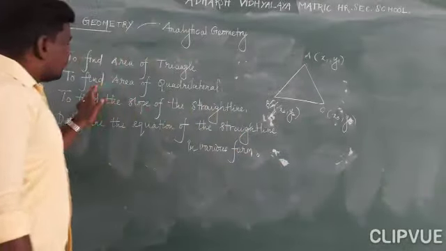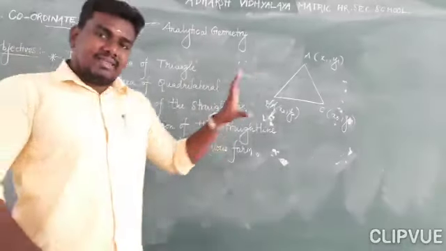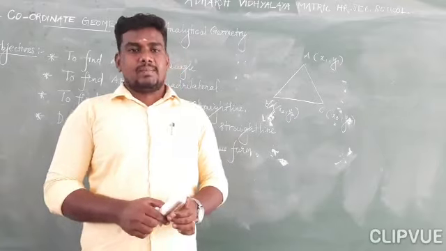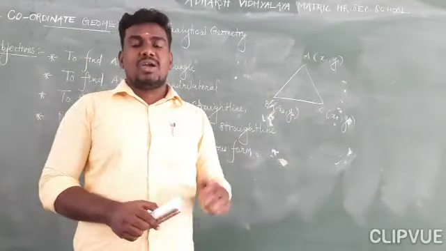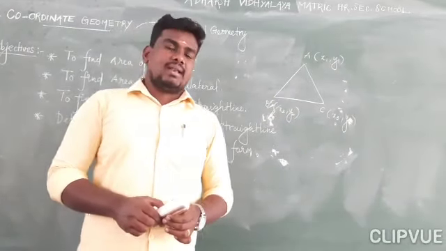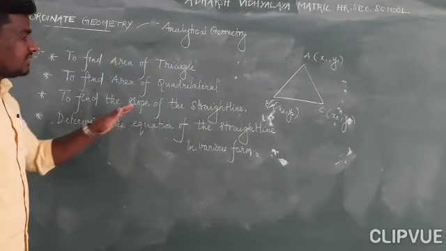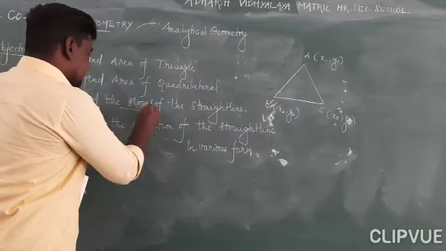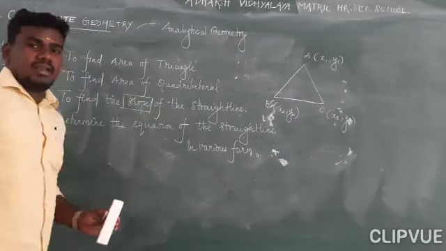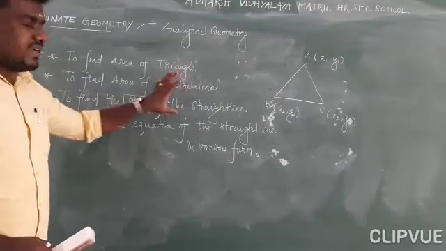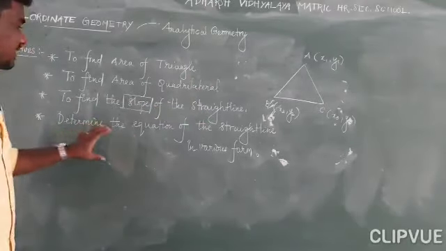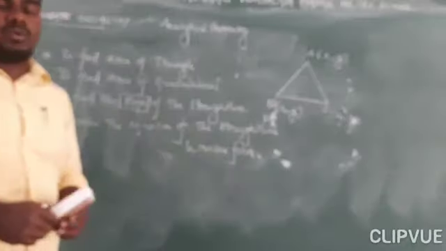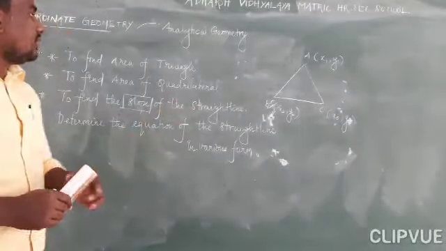The second one is to find the area of the quadrilateral. A quadrilateral has 4 vertices, you know that. So 4 vertices will be given, and you have to find the area of the quadrilateral. Then the third one is to find the slope of the straight line. Slope is very important. We will discuss this later. Then the next one is to determine the equation of the straight line in various forms. So these things we are going to learn now. We will see one by one.